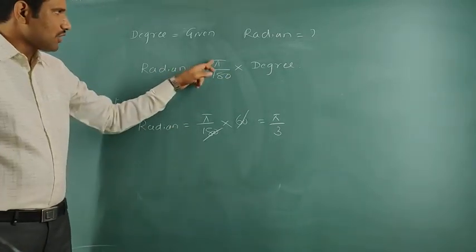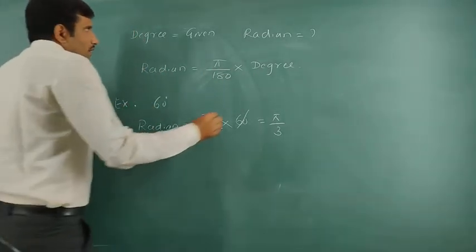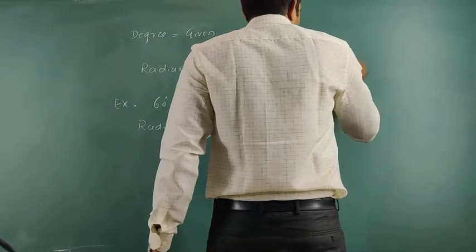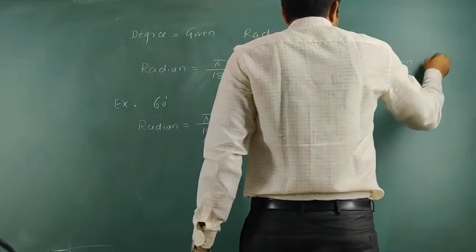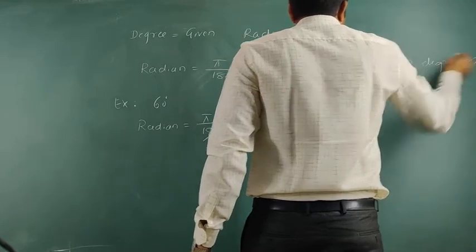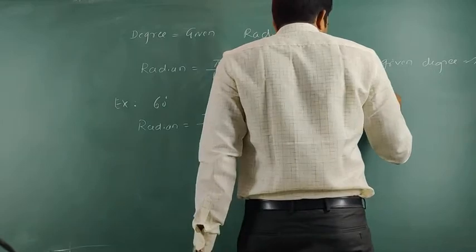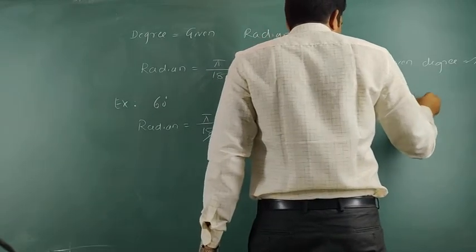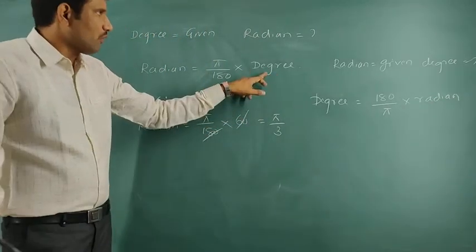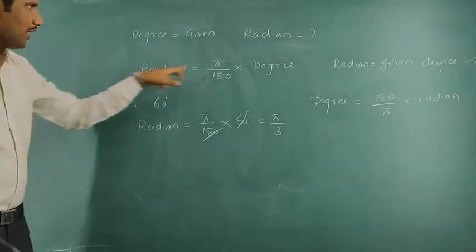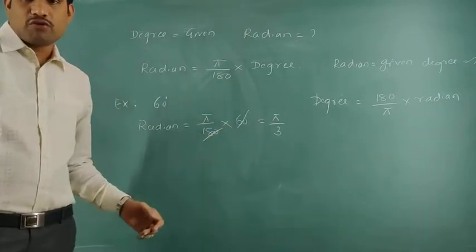So radian is equal to pi by 180 into degree. Now how to convert here? Radian is given. Then how do we find its degree value? Degree is equal to 180 divided by pi into radian value. This is just a modification of this formula. Cross multiply, and degree is 180 divided by pi into radian. Just a modification of this formula only, right?